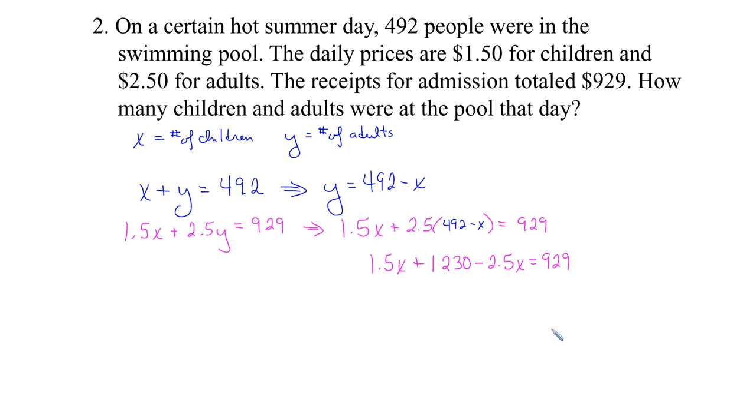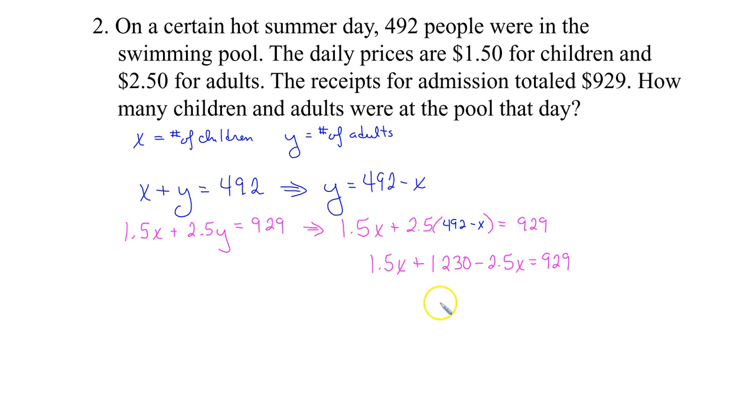It's hard to have part of a person in this swimming pool, or it's kind of gross to have part of a person in the swimming pool. So we need to have whole numbers for x and y. Also, even though some people have negative attitudes, we do not have negative numbers of people. So they have to be positive values.